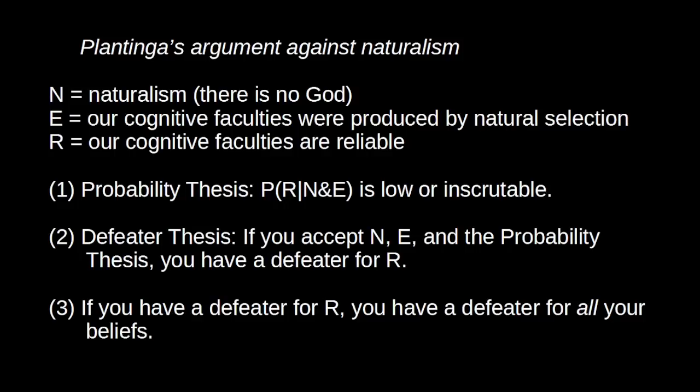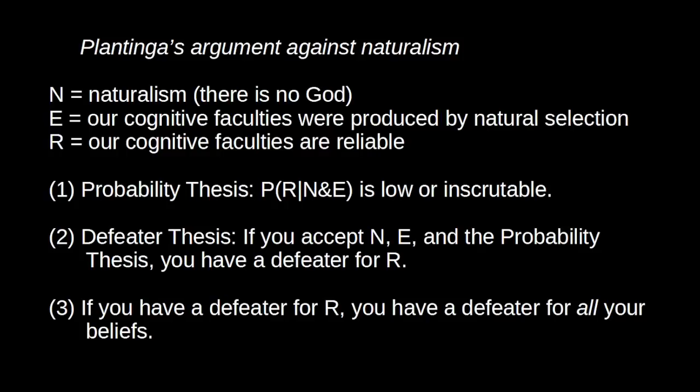First of all, N here is naturalism, the view that there is no God. E is the claim that human cognitive faculties are produced by natural selection, so it's, you know, the evolutionary story. And then R is the view that our cognitive faculties are reliable. Okay, so Plantinga's argument goes like this.